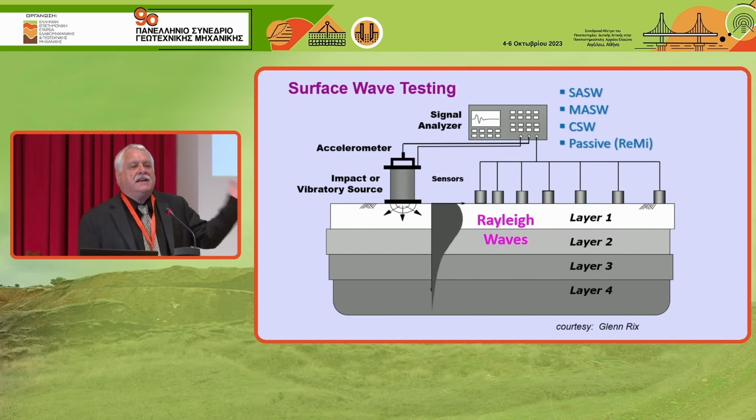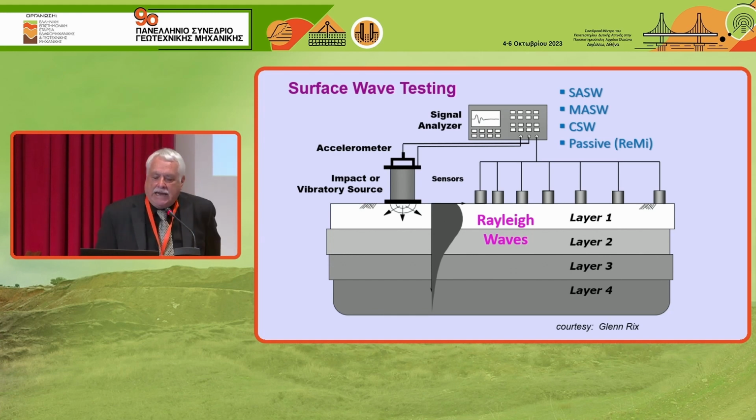We can use passive waves in the environment, such as little micro tremors or large construction equipment, train, rail, all generate some waves, vibrations in the ground. We put those to use. And we found out that we take the measurements in real time, but then we convert using fast Fourier transform to the frequency domain.